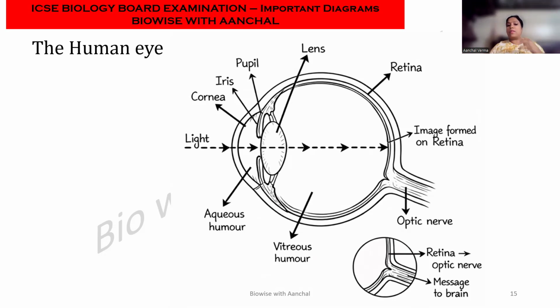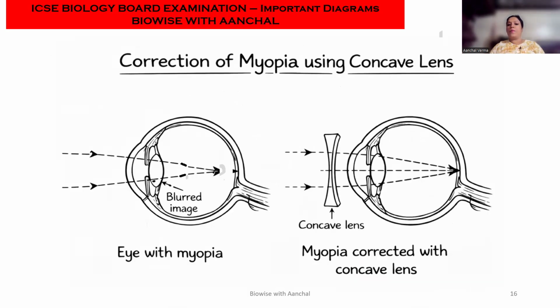Okay, the muscles which help in the expansion and contraction of the lens are the ciliary muscles, correct? And this expansion and contraction of the lens is called accommodation. And when the pupil constricts and dilates, that is for light adaptation and dark adaptation. Then how is myopia corrected?